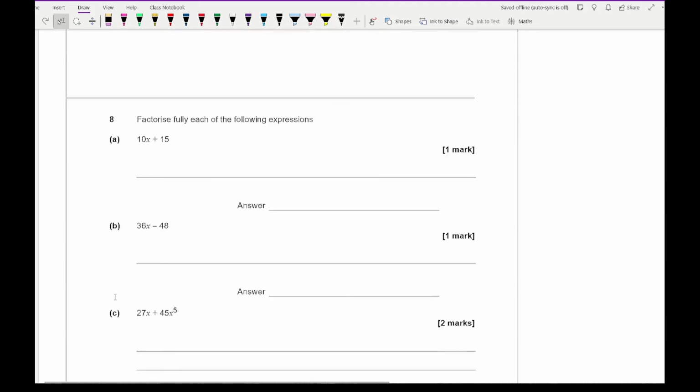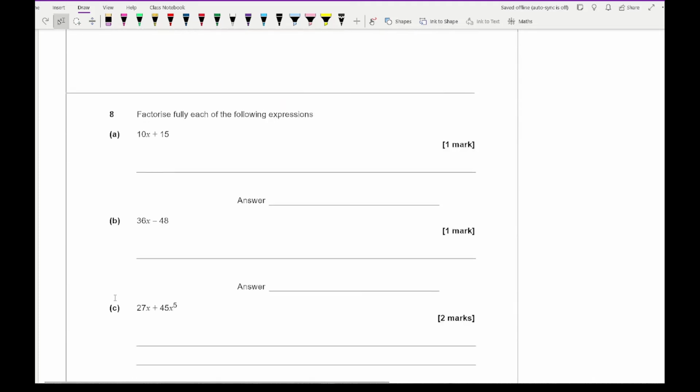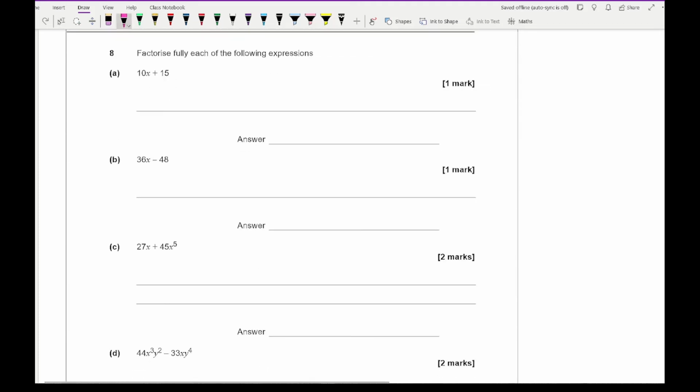Moving on to question 8, it says factorize fully the following expression. So again, here both terms have got numbers, so we take out the highest common factor of those numbers, which is 5. Then I think to myself, I need 5, but I want 10x. What do you have to multiply 5 by to get 10x?